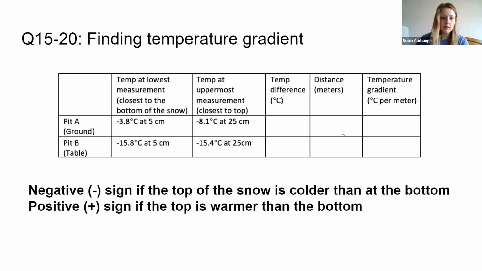And then there's some questions asking you to interpret what you did. So something to help you: if your sign is negative, it means that the top of the snow is colder than that of the bottom. And if the sign was positive, it means that the top was warmer than that of the bottom. And if it's 0, it would have been constant or close to constant. So you can use that to help you in your answers.